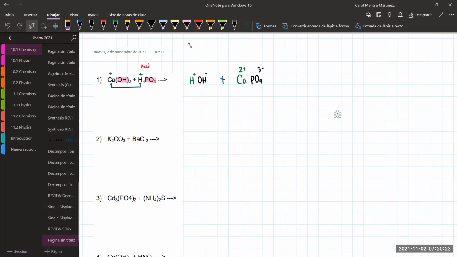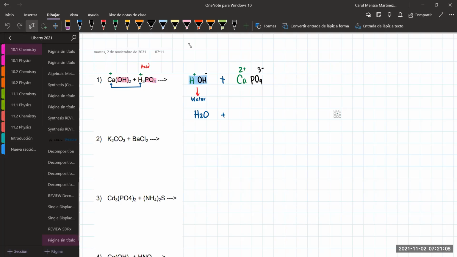Now take a look what happens here. H OH. When this occurs, when you combine H plus ions with hydroxide ion, this forms what we know as water. So anytime you see the H plus combined with OH, what you have actually is water. And the formula you already know it is H2O. Okay? Now this other formula, what we need to do is crisscross the charges.